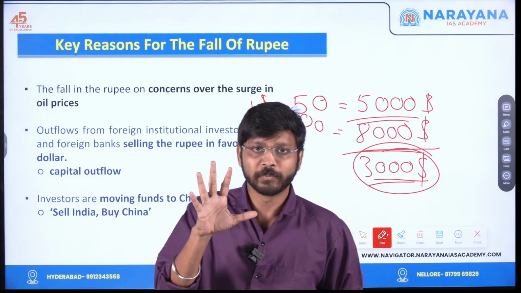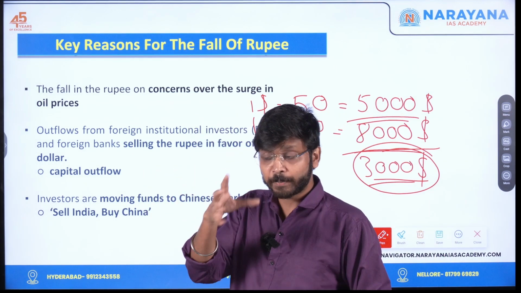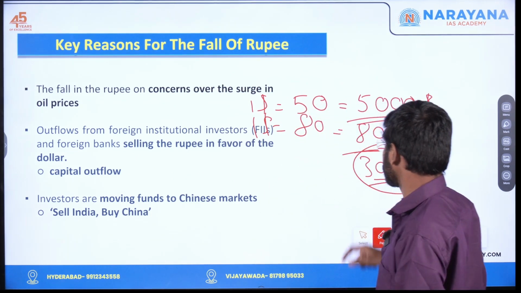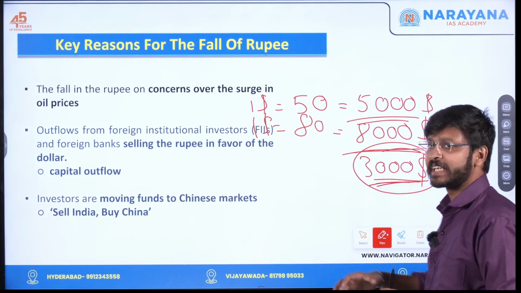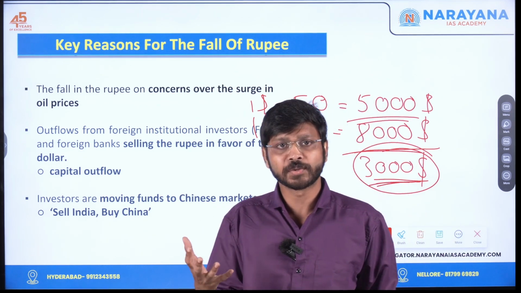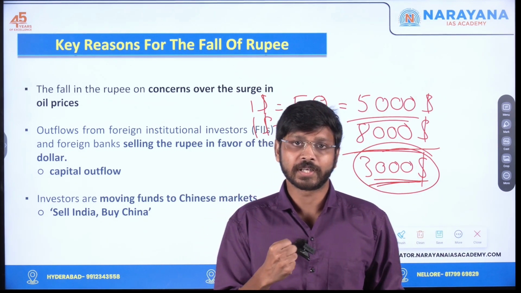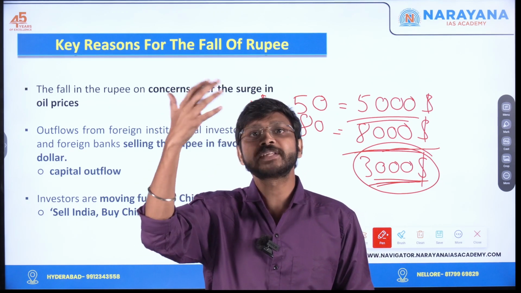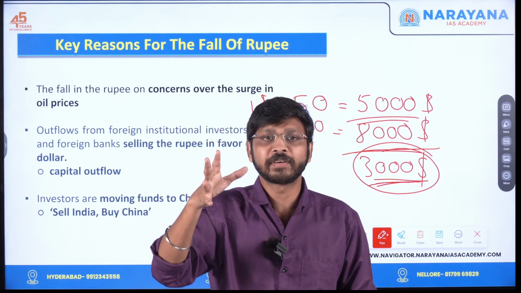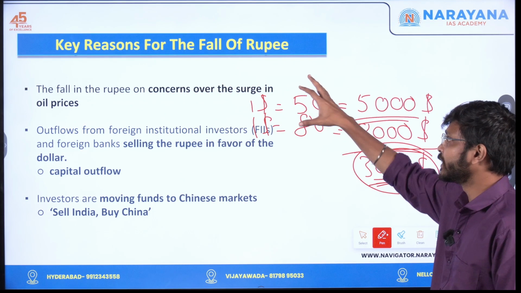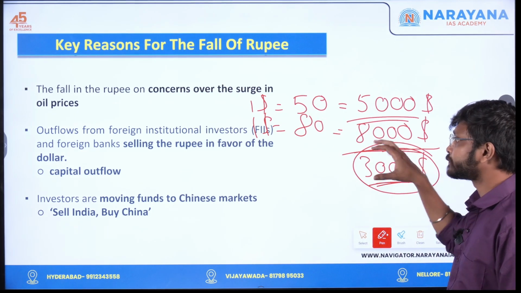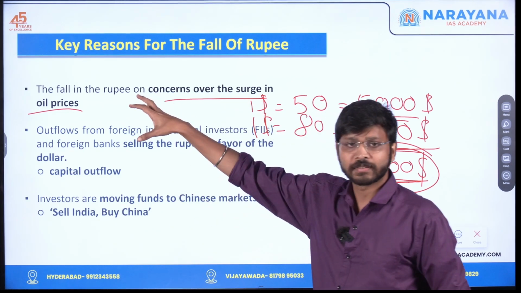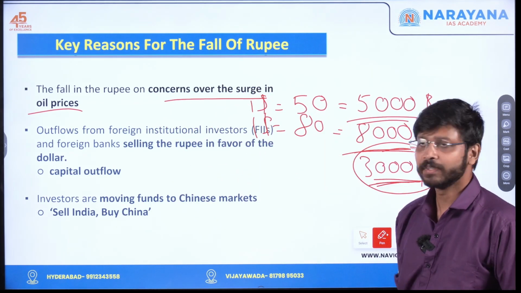So what will we be doing? We'll be selling our rupee for getting dollars. So obviously there will be massive selling of the rupee and high demand for the dollar. When the demand increases, the price will also increase. Obviously there is no demand for rupee, so what will happen? The rupee will fall. This is how concerns over the surge in oil prices are causing the fall of rupee.